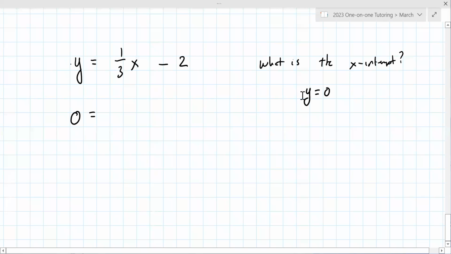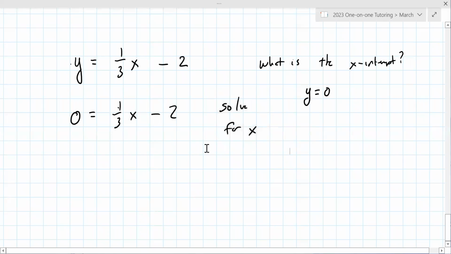You're doing that because y is 0, because it's the x-intercept. Yeah, and m is 1/3. We're not interested in m anymore. All right. So now we're going to solve for x.